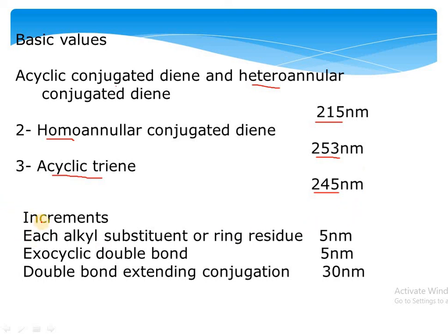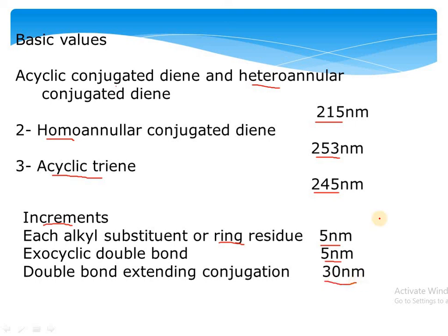And then come the increments that are added, that is, if some extra groups are present, like an alkyl substituent or ring residue, both have the same value, that is 5 nanometers added for each. And if it is an exocyclic double bond, as we already know, exocyclic means the double bond is attached outside the ring, then 5 nanometers is added. And then if a double bond extends the conjugation, that is, two double bonds are there but one more double bond is present which is in conjugation with the earlier two double bonds, then we have to add 30 nanometers.